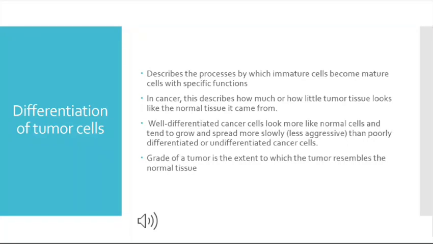Undifferentiated or poorly differentiated cancer cells look and behave very differently from normal cells in the tissue they started to grow in. These cells look immature and aren't organized in the same pattern as normal cells. These tumors tend to be more aggressive, they grow more quickly and spread more often, and have a worse prognosis than tumors with well-differentiated cancer cells. Cancers that are undifferentiated or poorly differentiated are considered high-grade.